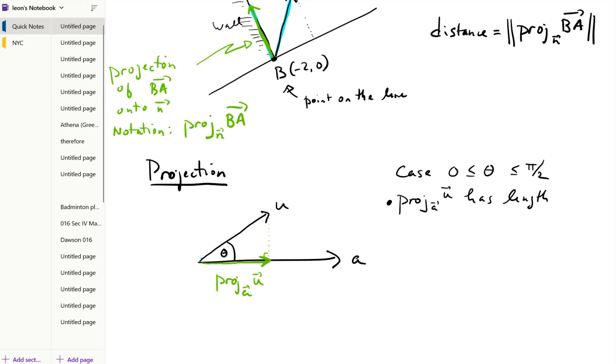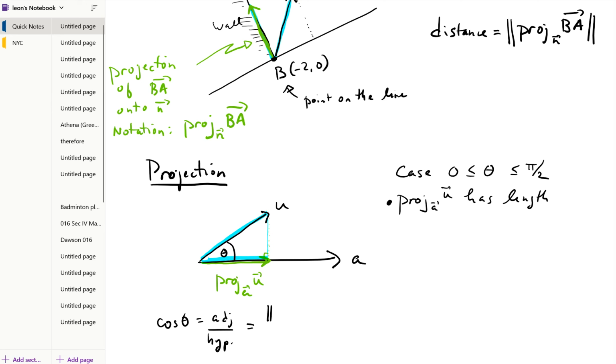If I look at this triangle here, it's a right angle triangle, and the projection is the adjacent side to the angle. So adjacent side means, yes, you got it, I need to use the cosine. So what's the length here? Let's look at the cosine. Cosine is going to be adjacent over the hypotenuse.